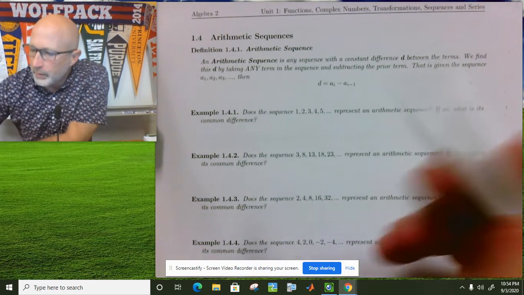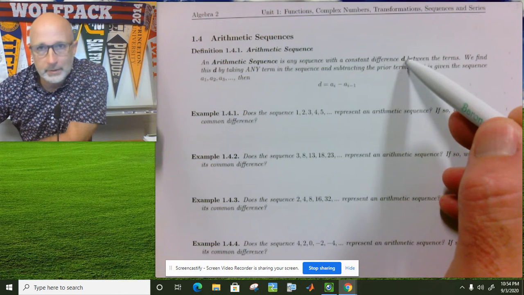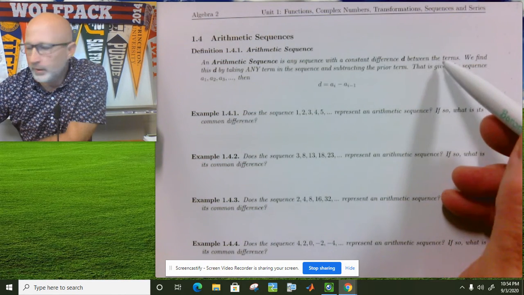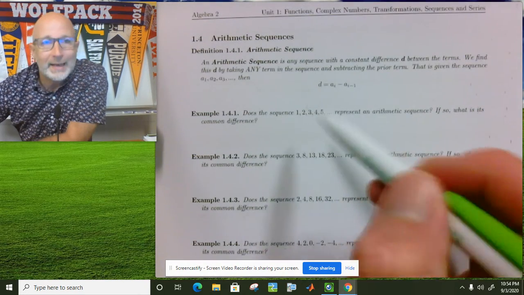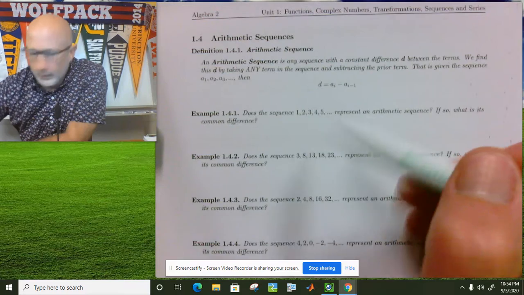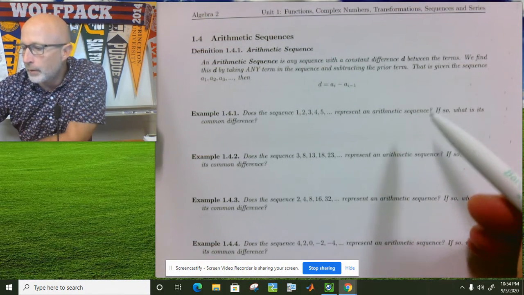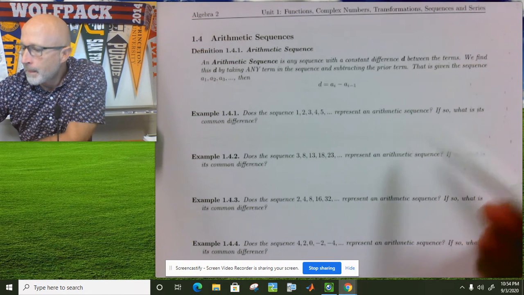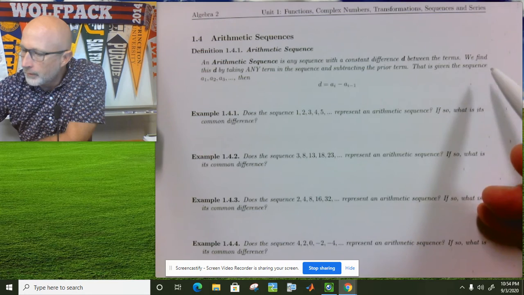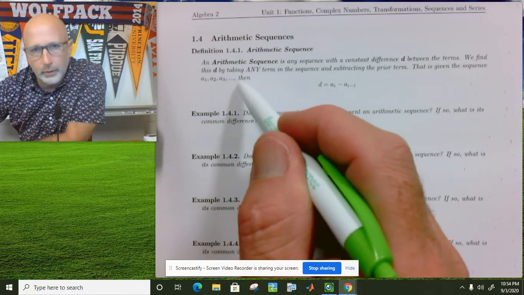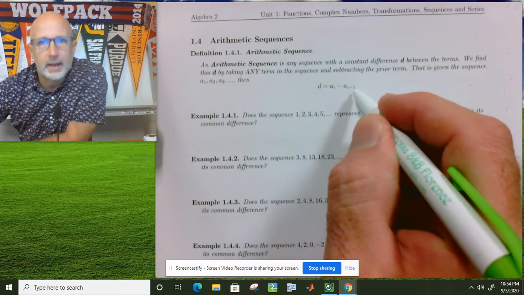An arithmetic sequence is a sequence with a constant difference d between the terms. We find this d by taking any term in the sequence, as long as it's arithmetic, and subtracting the prior term from it. That is, given the sequence a1, a2, a3, all the way up, you're going to have d equal to a sub i minus a sub i minus 1.